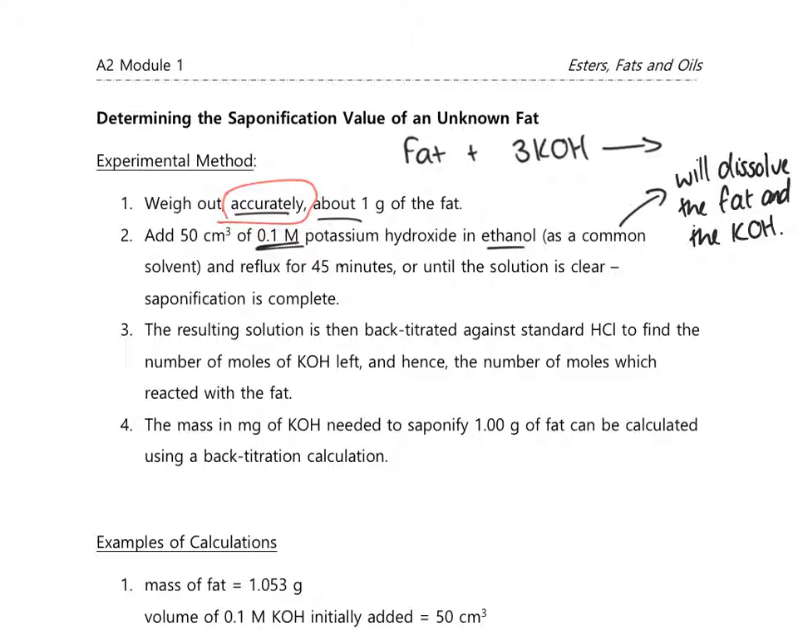Maybe we might need to make a note of that, that's what a common solvent means, that it dissolves both things that are in the reaction here. Because if I add in some water, it'll dissolve the potassium hydroxide, but what will it not dissolve? The fat. So my potassium hydroxide and my fat can't react together because they're not in a common solvent. Is that okay? Great.